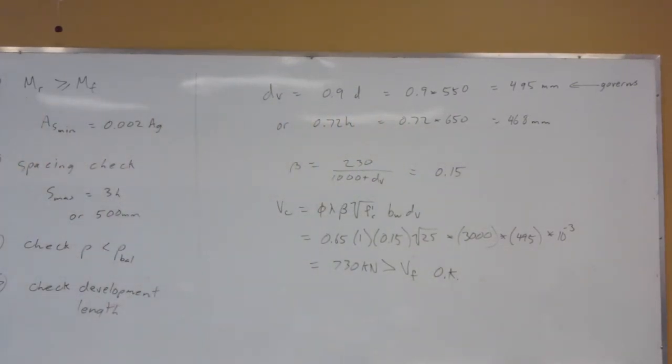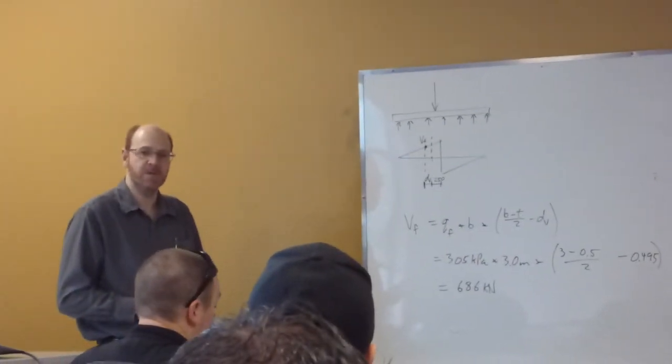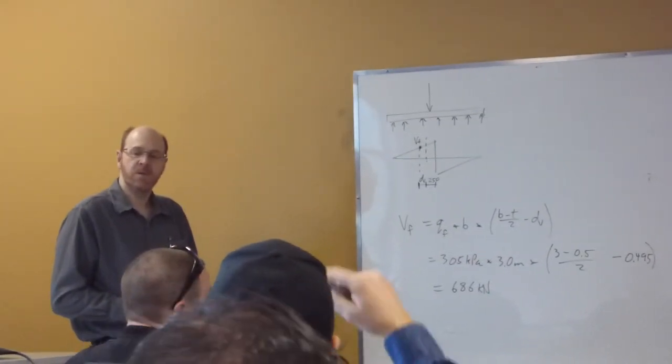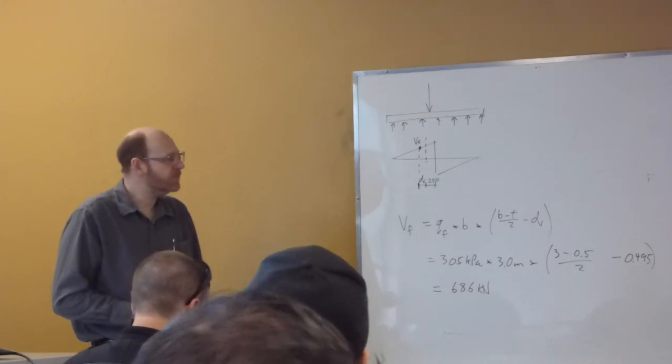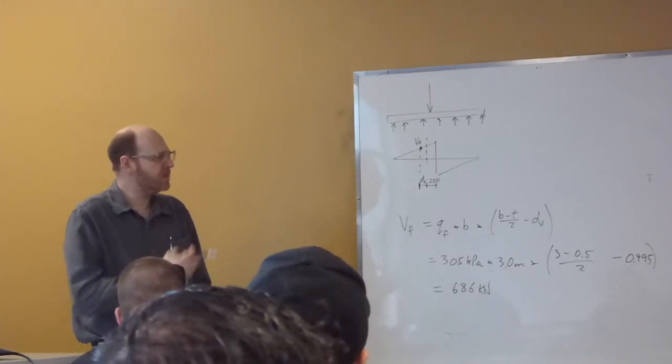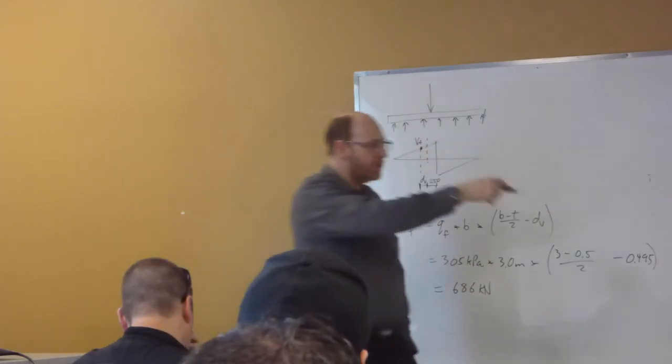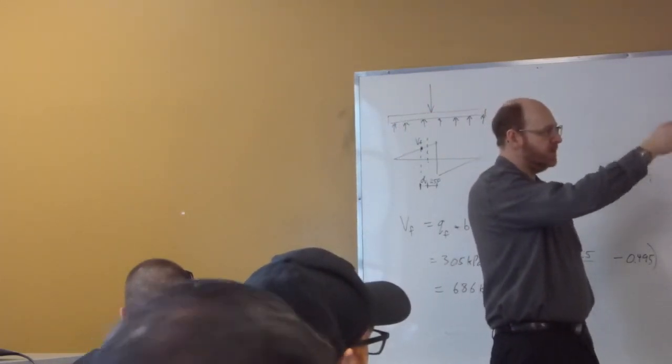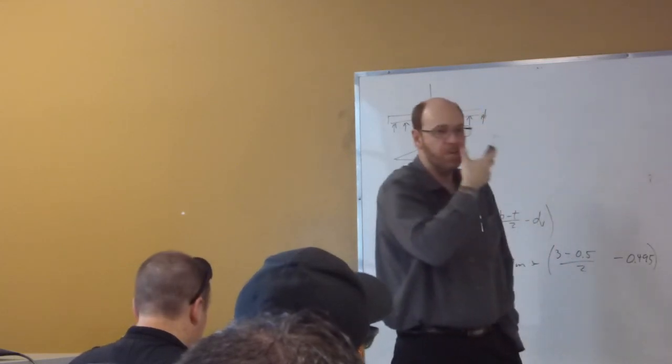Again, if it's not bigger than Vf, what we want to do is increase the thickness and try again. Depending on how close you are, you might just want to try another 50 millimeters. You're not going to put in a slab that's 662 millimeters thick. You're always going to round up to at least 25 millimeters, and it's more likely 50 millimeter increments. Is there a ratio to that, or can you ratio it off the thickness of the 730? Not really, because your beta term is dependent upon dv, and dv is the greater of two separate formulas.